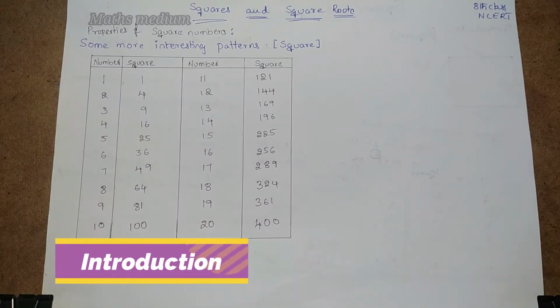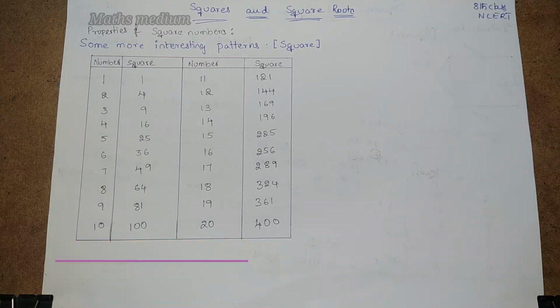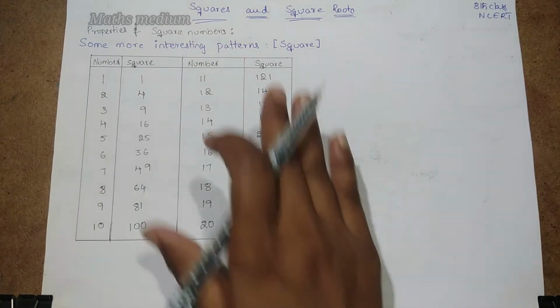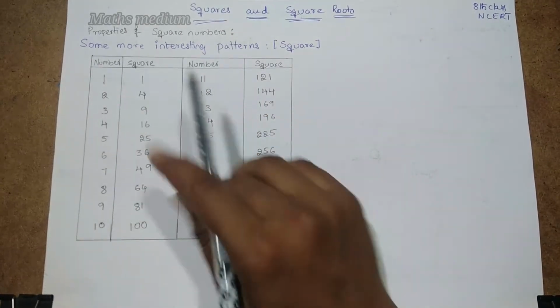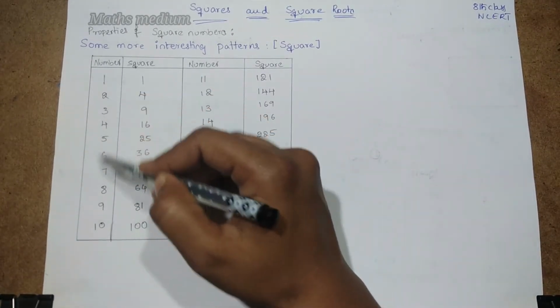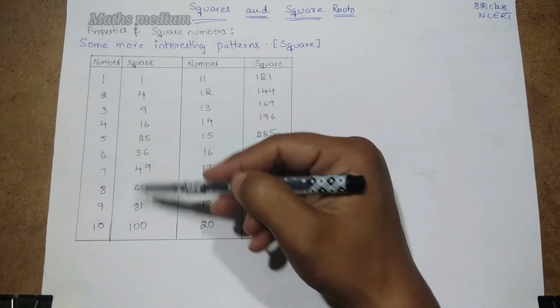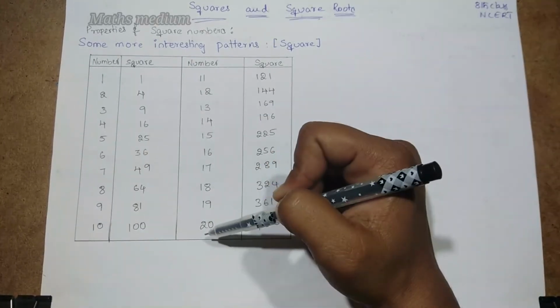Today I came with a topic that is properties of a square number, some more interesting patterns of a square from Squares and Square Roots, 8th class NCERT. Now coming to the table, this is the table about the properties of square numbers. These are the numbers here, 1, 2, 3, 4 up to 20. These are the square numbers according to the numbers 1 to 20.